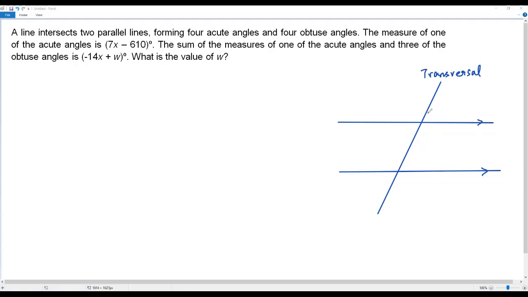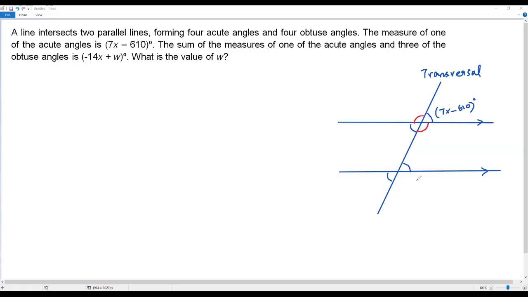Okay, first let me mark the acute angles over here. This one, and this one, and this one. These 4 are acute angles, and all the 4 acute angles must be equal in measure. And we know that the measure of one of the acute angles is 7x − 610 degrees. Let me mark that over here. 7x − 610 degrees. And the measure of each of the remaining 3 acute angles is also the same, 7x − 610 degrees. And now let me mark the obtuse angles over here.